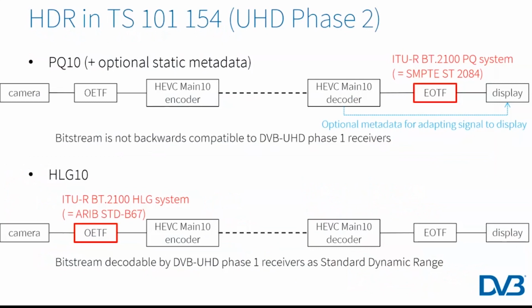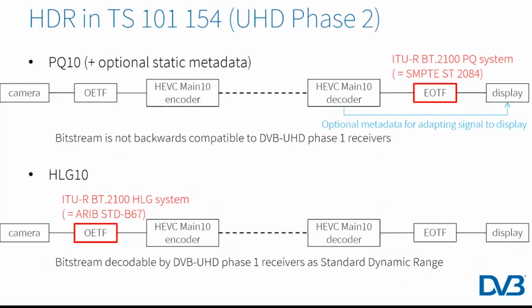So just to set the context, what we had already in TS 101 154, what we had standardized for UHD Phase 2 were 2 high dynamic range systems, the PQ10, which is really an electro-optical transfer function, so it standardizes the transfer function on the receiving side, and this is standardized in the specification ITU-R BT.2100. It's called the PQ system, and its main feature is not backwards compatible to standard dynamic range displays.